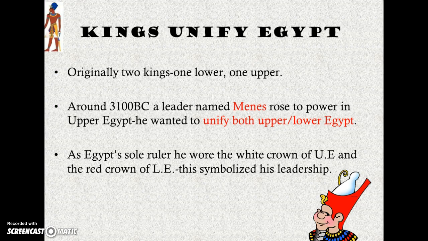Egypt was unified. Mesopotamia had city-states, not unified. Around 3100 BC, a leader from Upper Egypt named Menes decided to take power of Lower Egypt, went to war, and was successful. He unified both of the regions, unifying the whole of Egypt. So, as Egypt's sole ruler, he wore the white crown of Upper Egypt and the red crown of Lower Egypt, symbolizing his power and leadership.